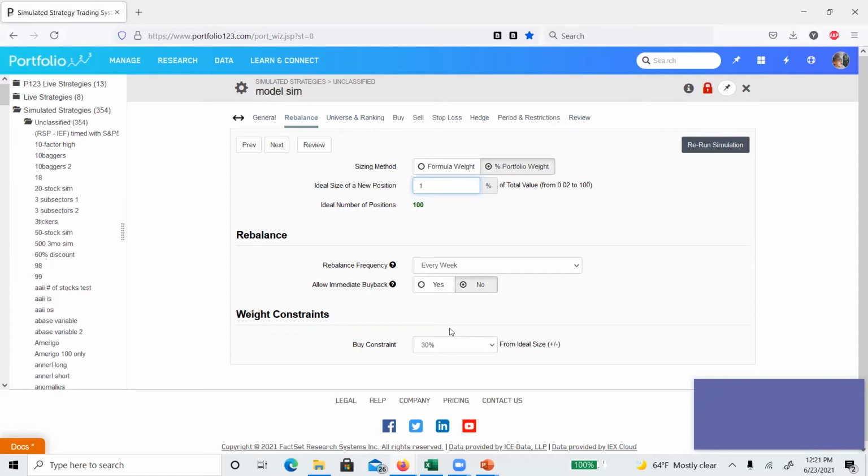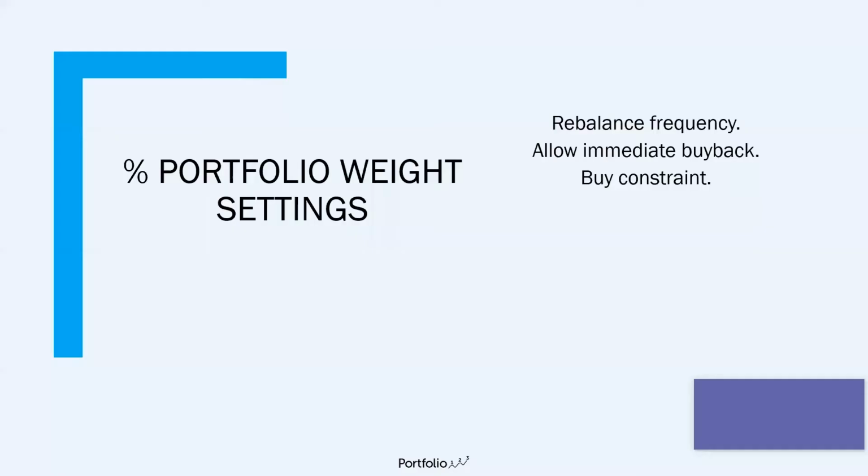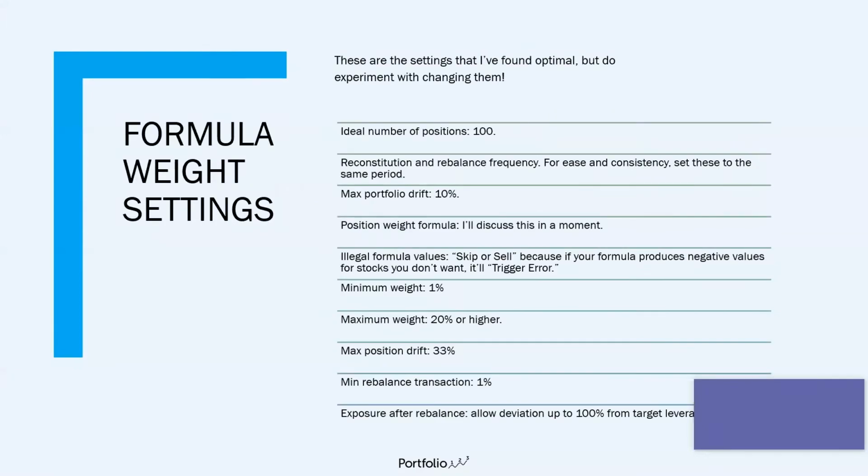The buy constraint is kind of useful if you've got a very, very high price stock. If you've got a lot of dividends that you might want to reinvest, this buy constraint is useful. If you set it at 10%, it might be too restrictive. I think 30% is a good default to use. Now, I use formula weight myself, and these are the settings that I've found optimal.